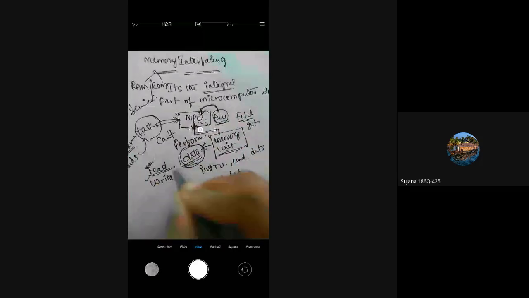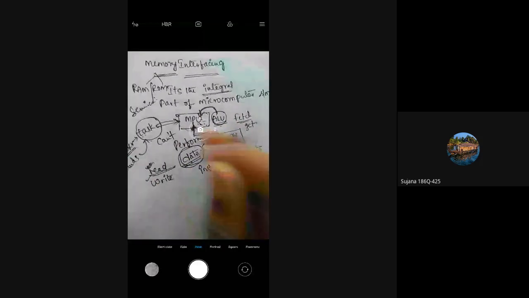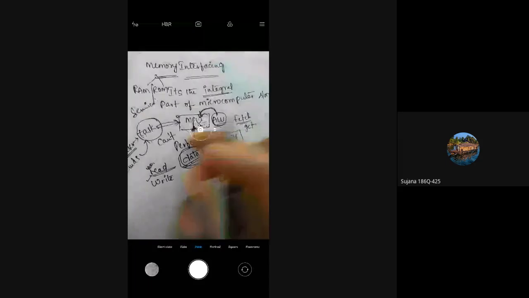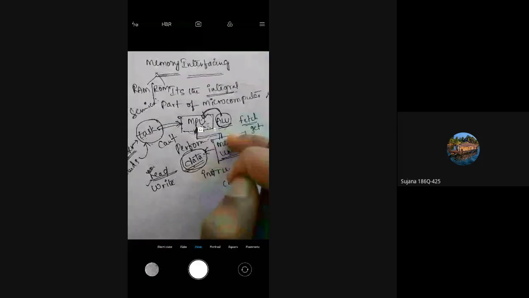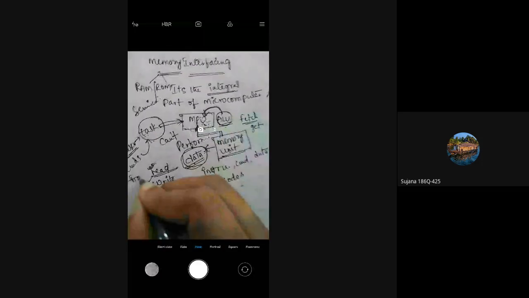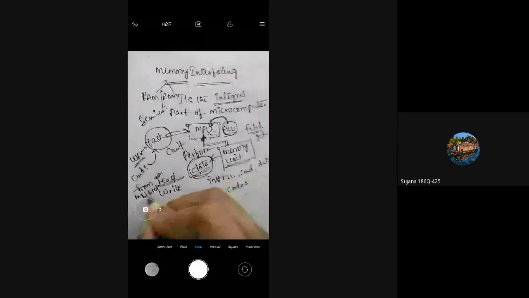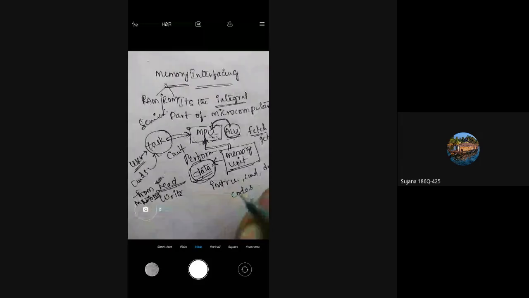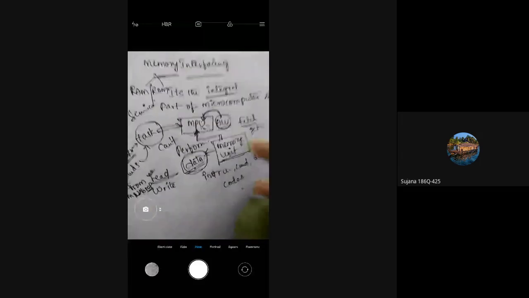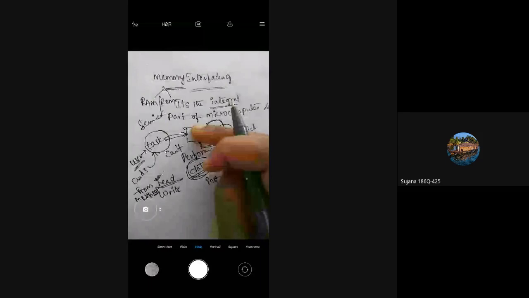On activating this read command, the memory unit contains some data, and that data will be read by this microprocessor unit. That means it will get the information from the memory unit. So read is nothing but from memory unit to microprocessor unit, from MU to MP. It will get the information from the memory unit to the microprocessor unit under this read command.